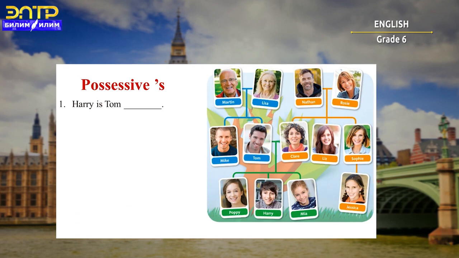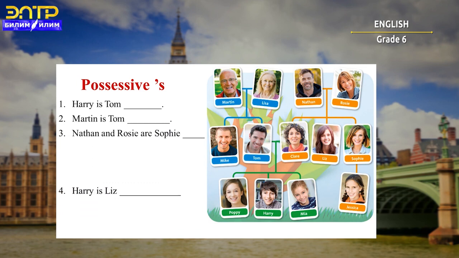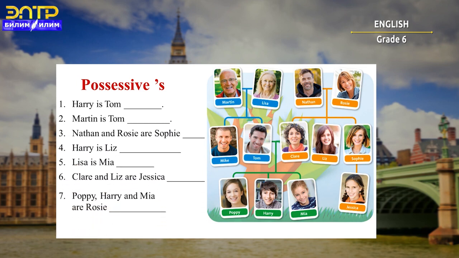Look at this picture and try to complete the sentences. We are doing the first one together. Harry is Tom's son. Good. Now please try to do the other sentences yourselves.